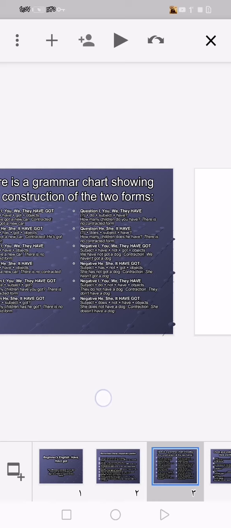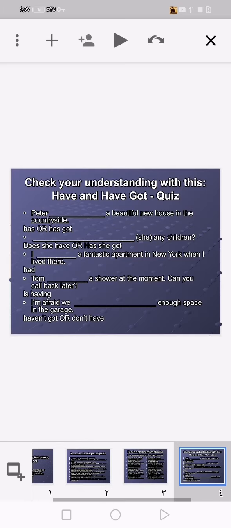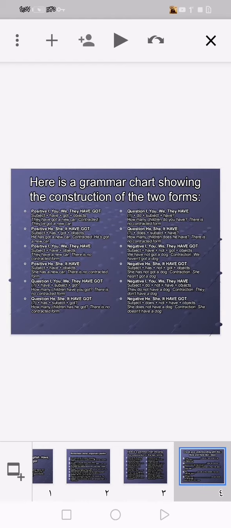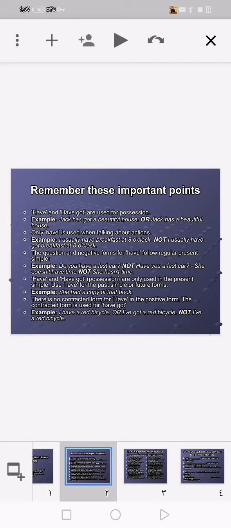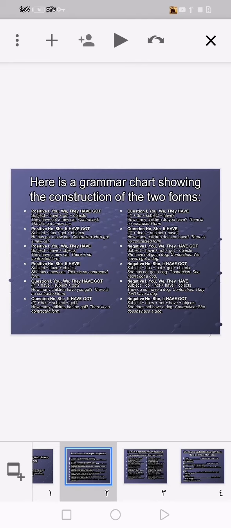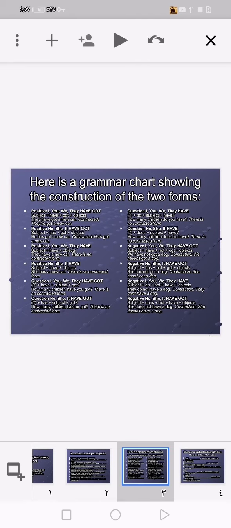Students, here we have an important point, the differences between them. Here's a grammar chart showing the construction of the two forms. This chart will show you the uses of have and have got.